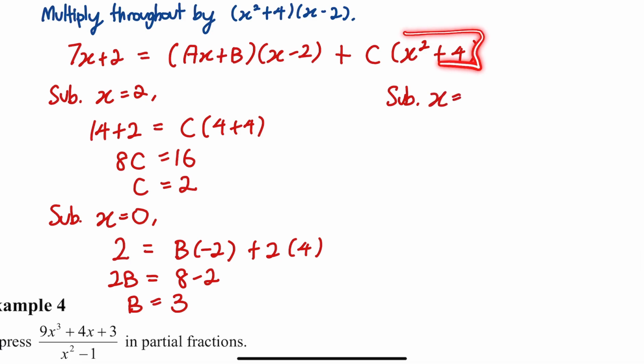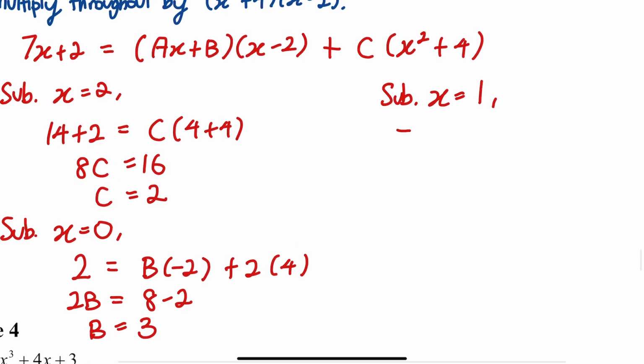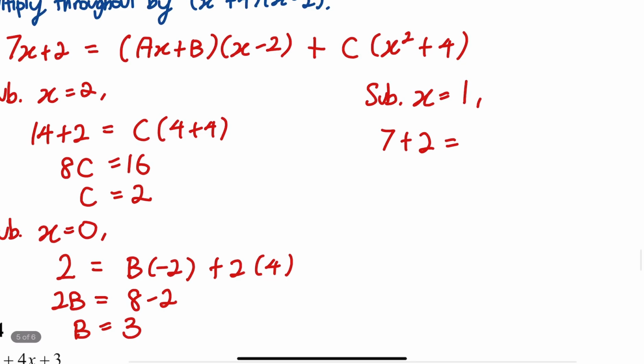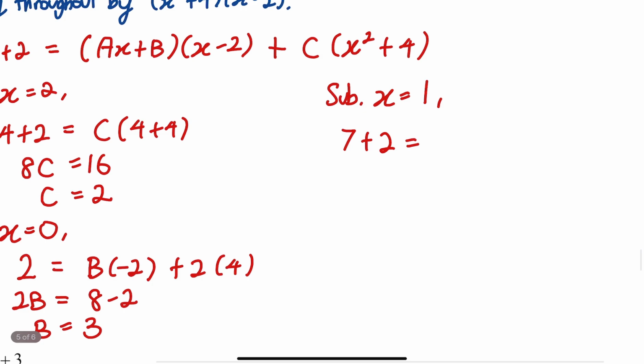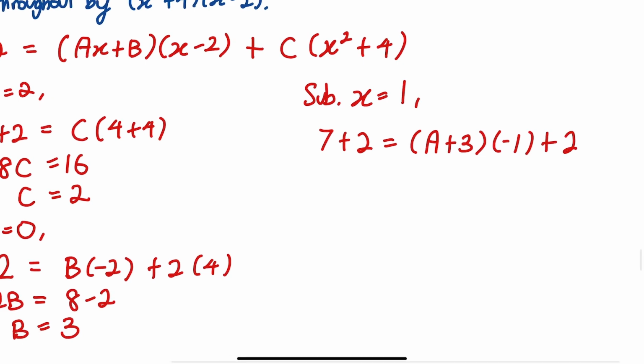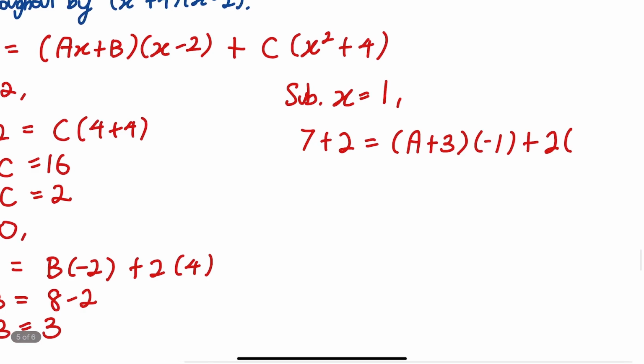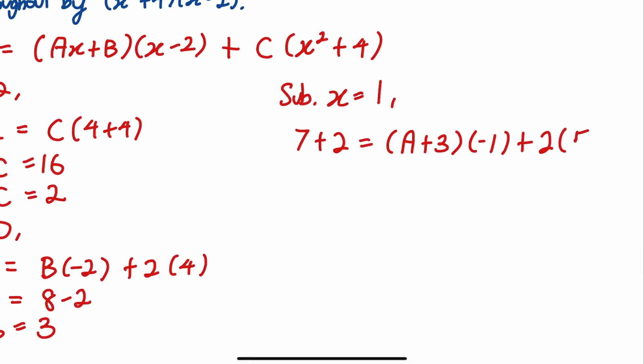x squared plus 4, I cannot use any numbers to cancel out this factor here. So just choose any numbers very easily. Let's say I choose x equals 1. Left side will become 7 plus 2, equals a times x is a plus 3 times 1 minus 2, which is negative 1, plus c, which is 2, times 1 squared, which is 1, plus 4, which is 5.